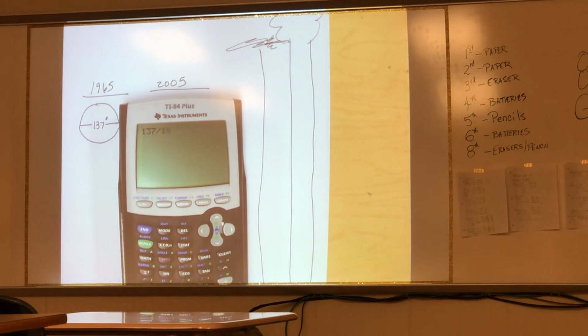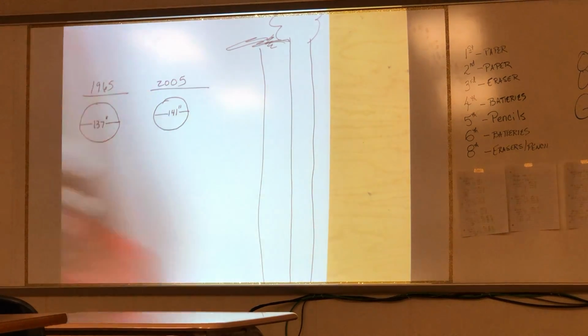137 divided by 12. This tree is 11.5 feet across. Not circumference, but across. Y'all see how big that is? That's huge. That's two of you stacked on top of each other. Okay? So, that's a giant tree.